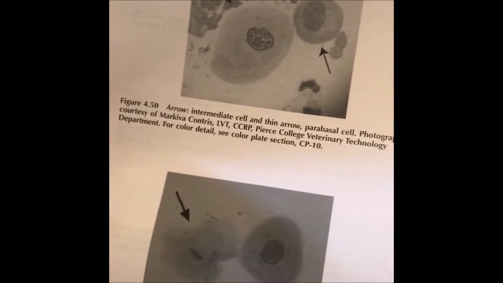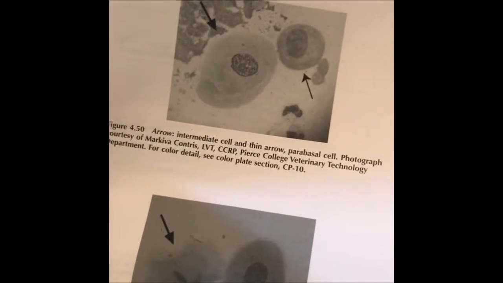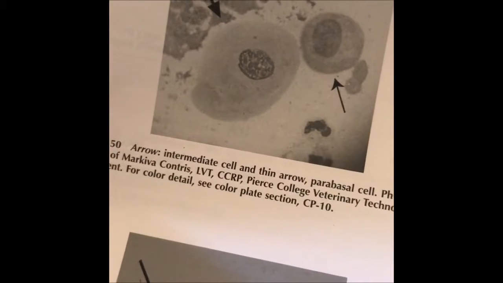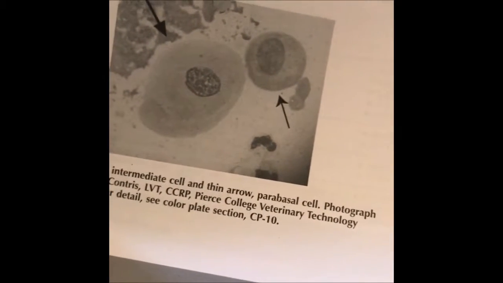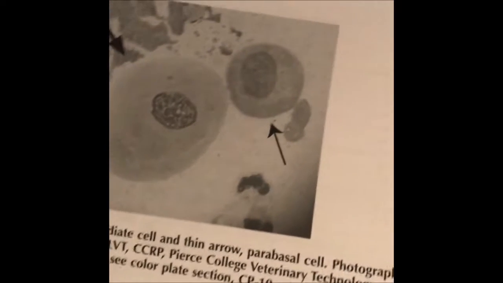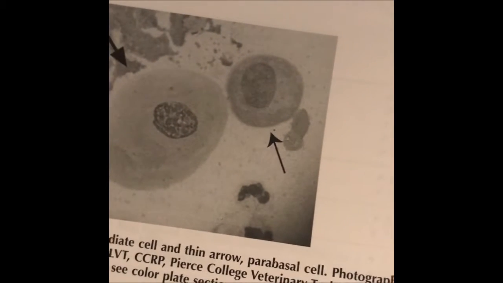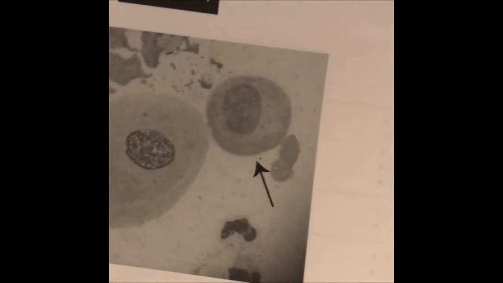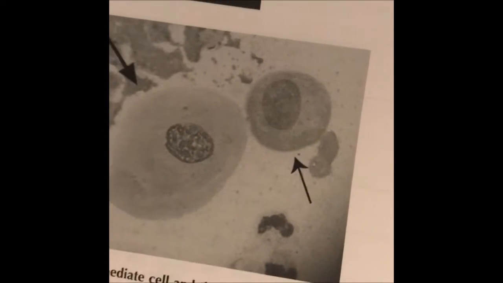Okay, this is an intermediate cell and a parabasal cell. So you can see here, the big arrow is the intermediate cell and the thin arrow is the parabasal cell. Parabasal cell is what we actually saw in our vaginal smear. It's very round, very easy to pick out.